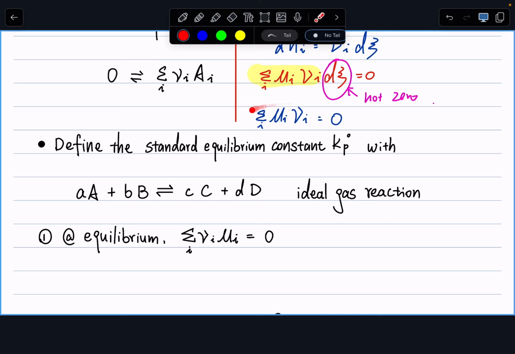So in our next lecture, we'll use this relationship to come up with a definition of the equilibrium constant, and then talk about the relationship between the equilibrium constant and delta G of the reaction. We'll do one example together and also look at the dependence of the equilibrium constant on reaction temperature.